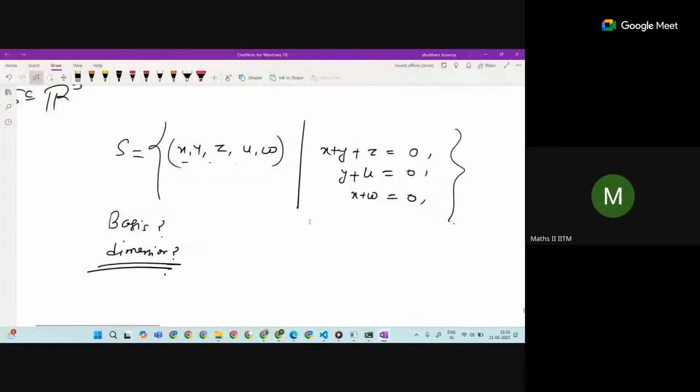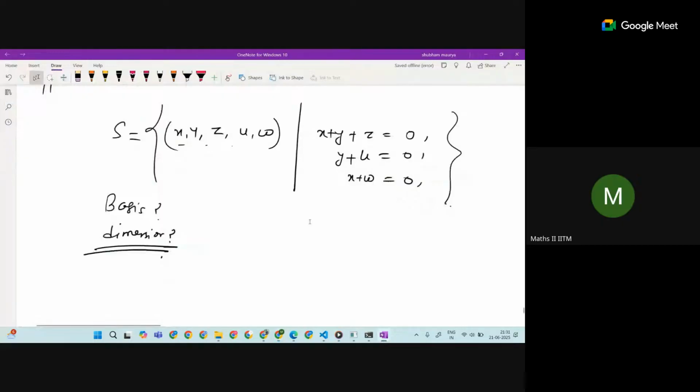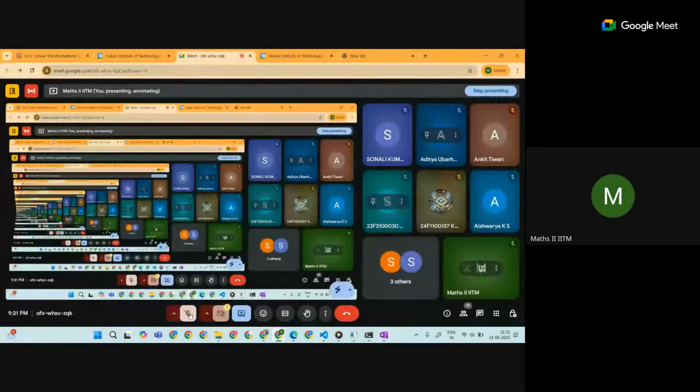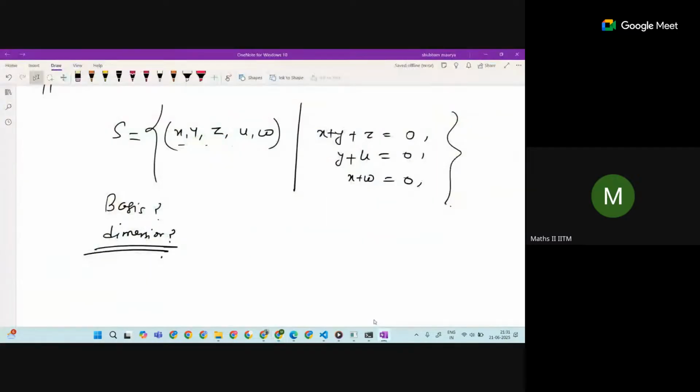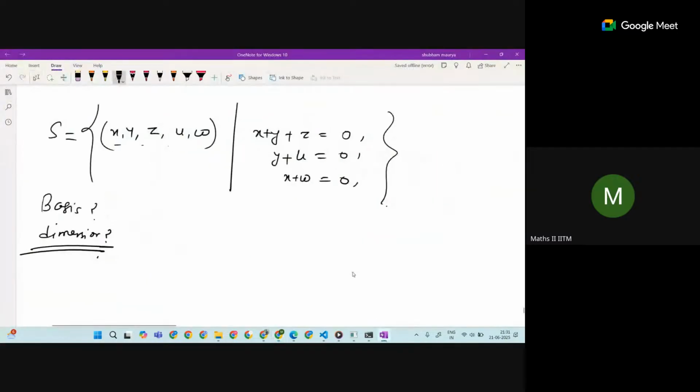Okay, so let's do this problem. Just a second. Let's do this problem. So I have this system, and here I want to find the basis of it. Let's take this system of linear equations here.